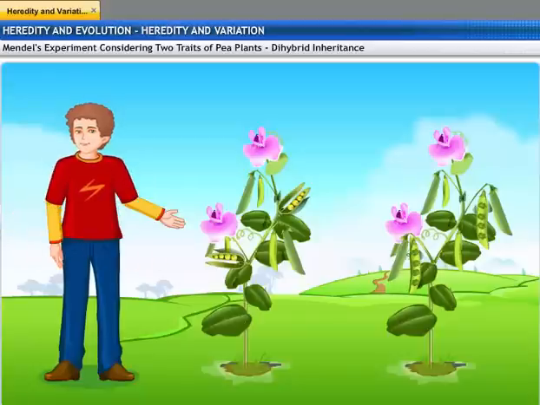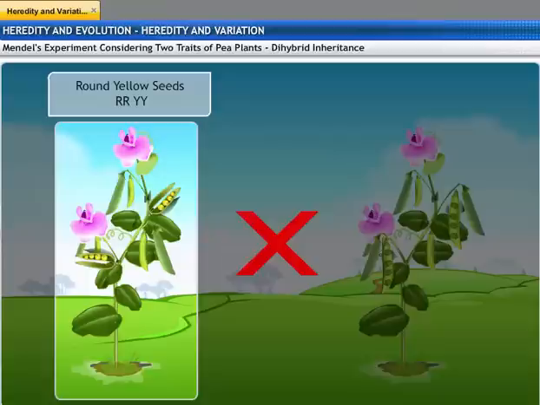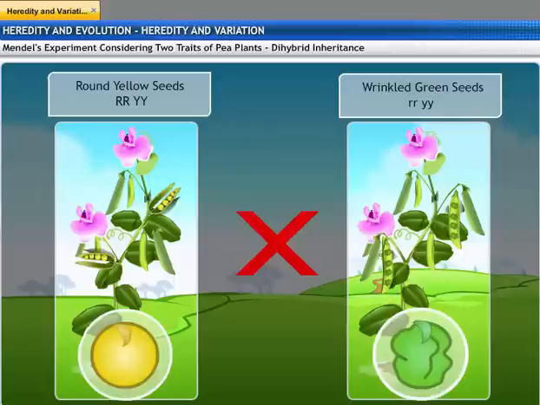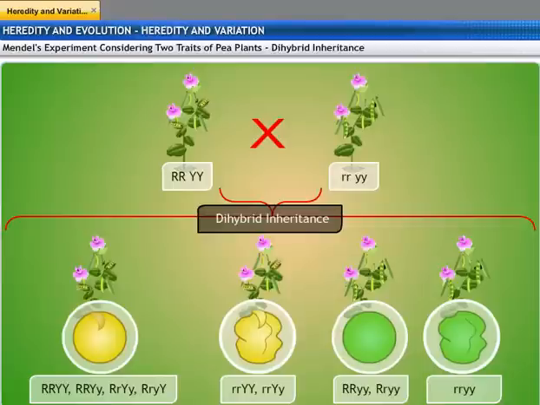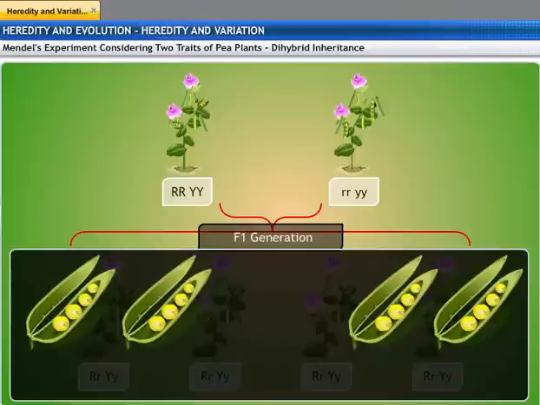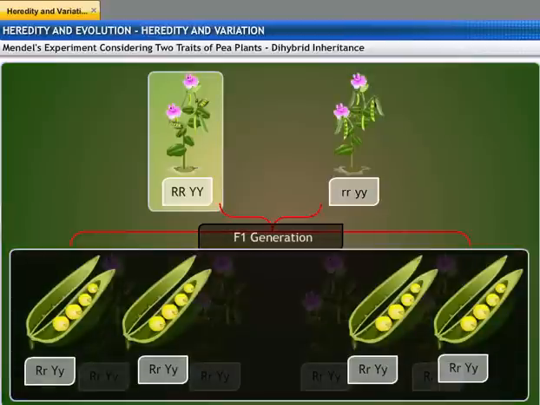What happens when pea plants of two different characteristics are bred with each other? That's an interesting question. Let's consider a hypothetical situation. We cross a plant producing round and yellow seeds, RRYY, with a plant producing wrinkled green seeds, rryy. The inheritance of two such characters is known as dihybrid inheritance. The entire F1 progeny produces round and yellow seeds, Rr and Yy. In such a case, round and yellow seeds would be the dominant traits.